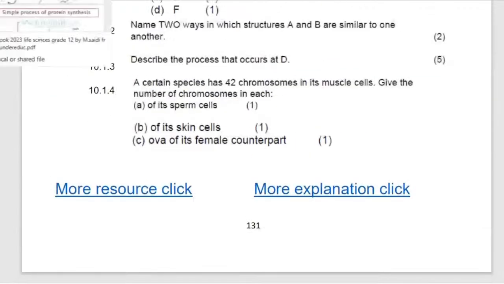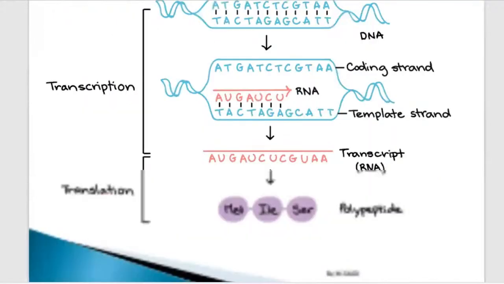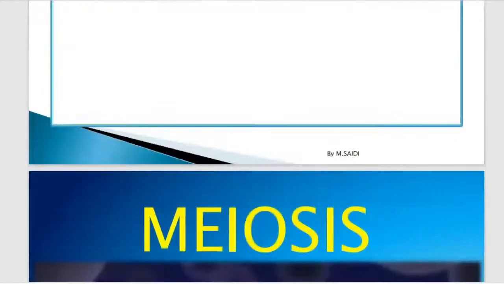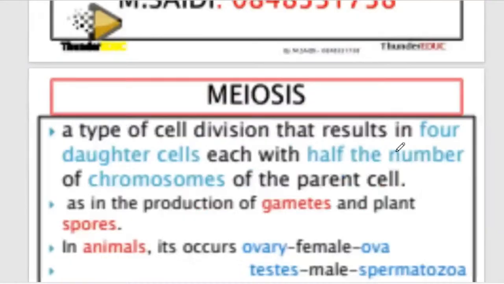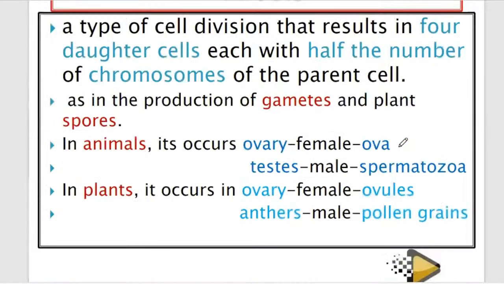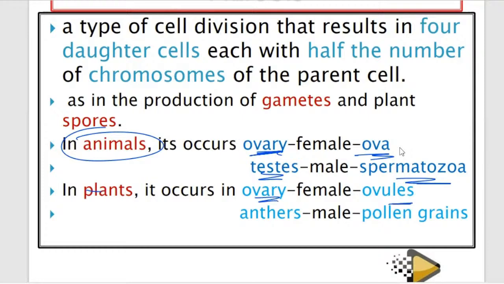I'm not going to use too much of the distinction material, but I know that you will make it. Lastly, before I go, where does meiosis occur? It occurs in the ovary to form ovum, testis to form spermatozoa; then in plants, ovary to form ovules, anthers to form what? Grain. That's it.